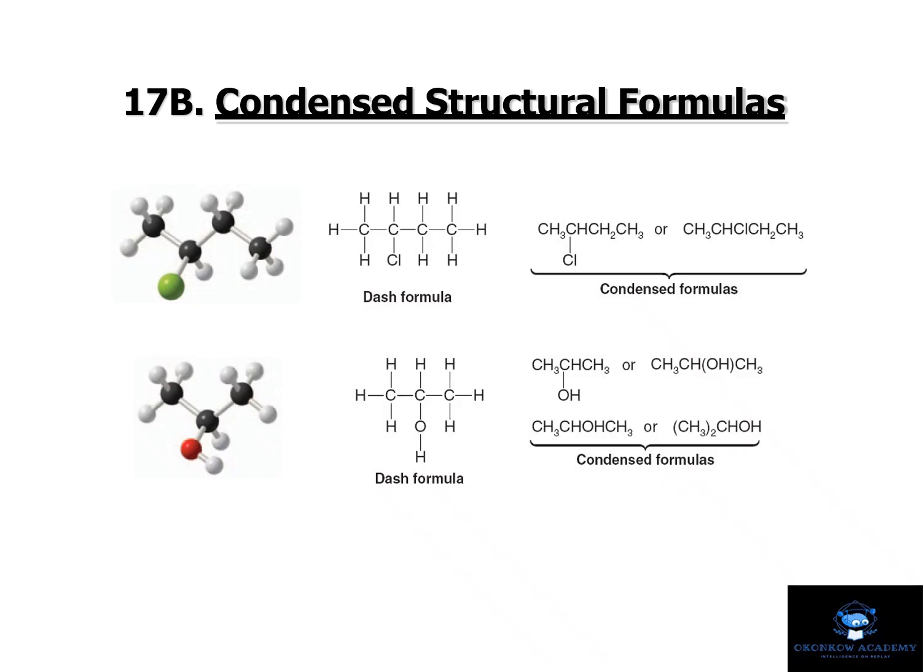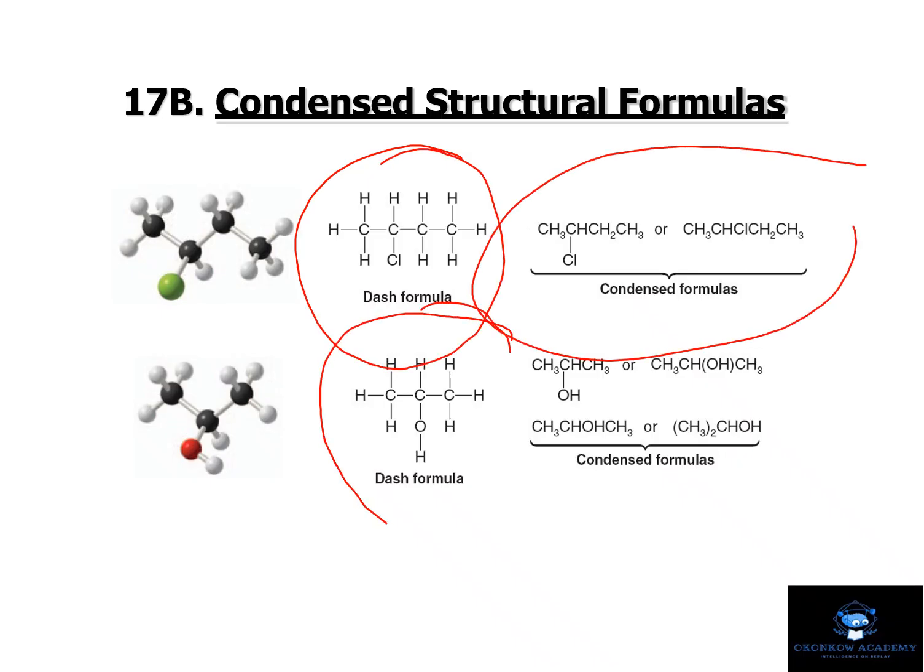Condensed structural formulas save space by grouping atoms together. Instead of showing every CH bond, we write CH3, CH2, or CH with the hydrogens implied. For example, ethane becomes CH3CH3. This format is very commonly used in textbooks and on exams. The key skill is knowing which hydrogens are hidden, and how to expand a condensed formula back into a full structural formula. So as you can see, these are the expanded formulas, and these are the condensed forms, and the condensed form saves space.